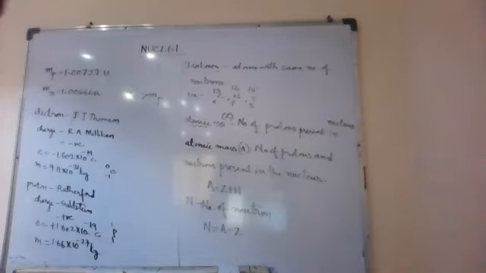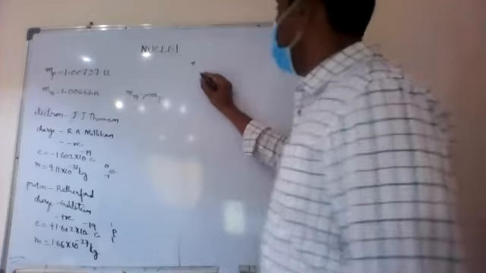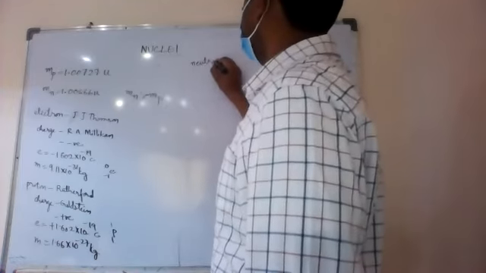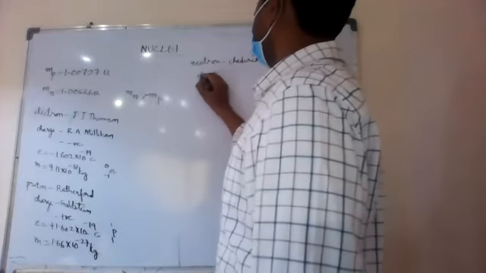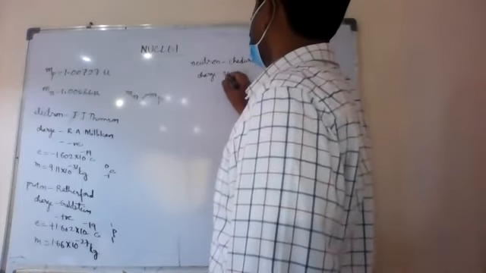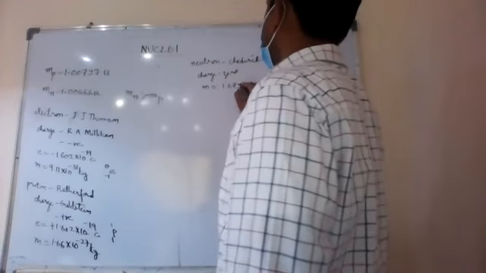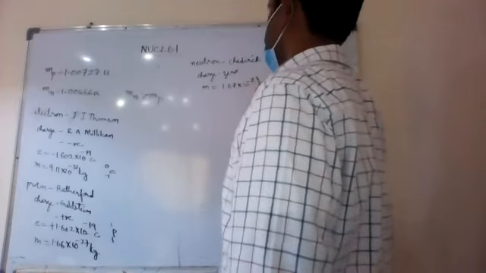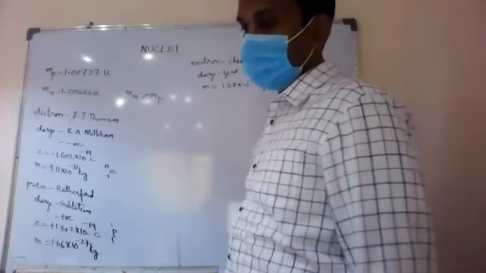Now we'll go with neutrons. Neutron was discovered by Chadwick. Charge of neutron is 0. And mass is 1.67 into 10 to the power of minus 27 kg, and that's it. The symbol is N with 0 and 1. This is about electron, proton, and neutron.